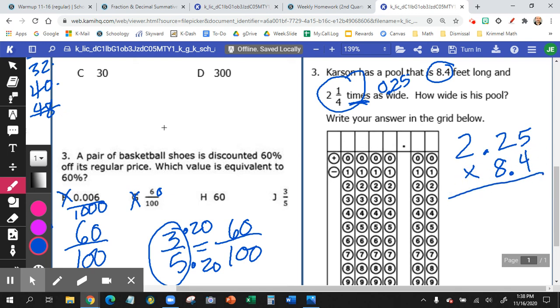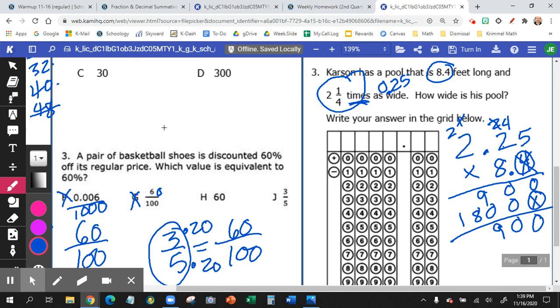So we got 4 times 5 is 20. 4 times 2 is 8, 9, 10. 4 times 2 is 8, plus 1 is 9. So we're done multiplying the 4, so we're going to cross that out. 8 times 5 is 40. I'm going to carry the 4. 8 times 2 is 16 plus 4 is 20. And 8 times 2 is 16 plus 2 is 18. 0, 0, 9, 8, 1.